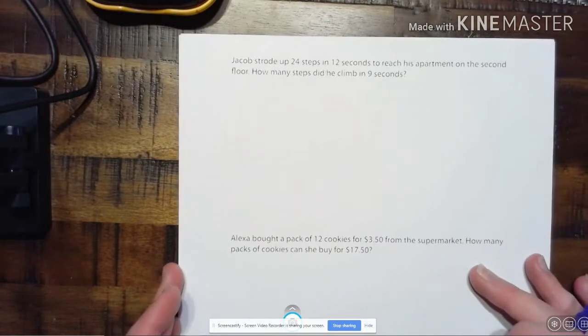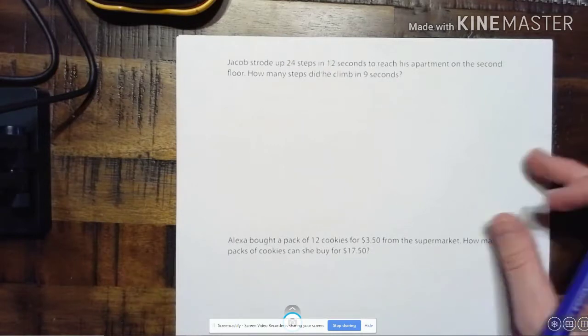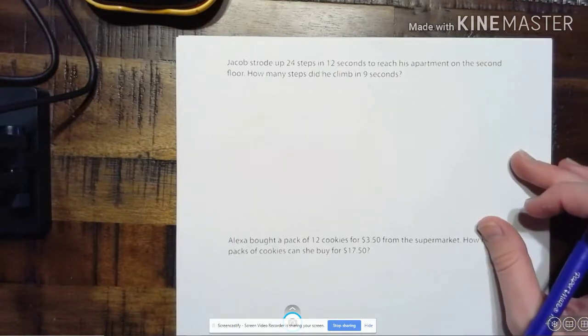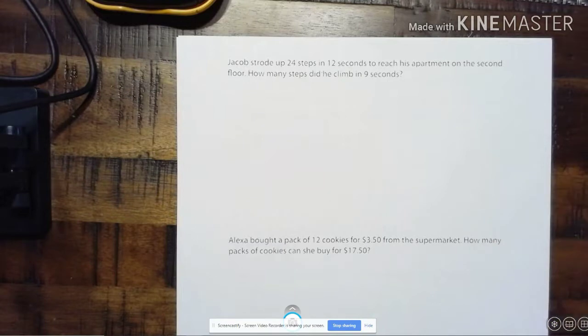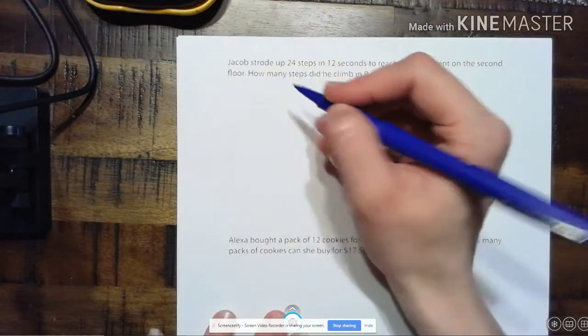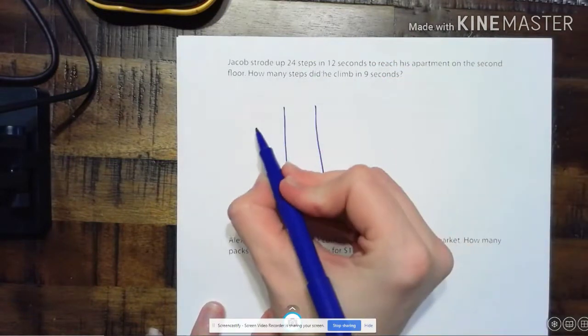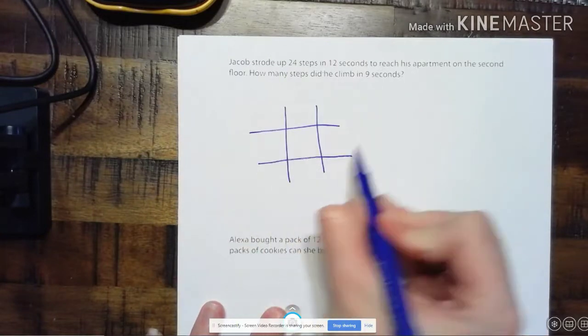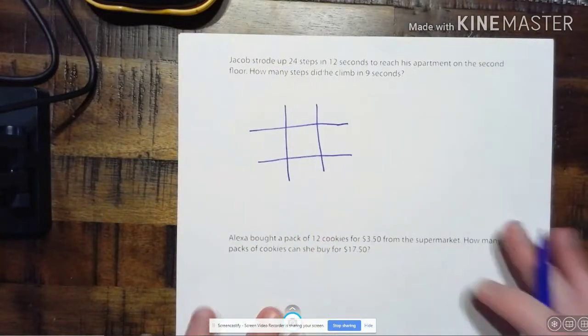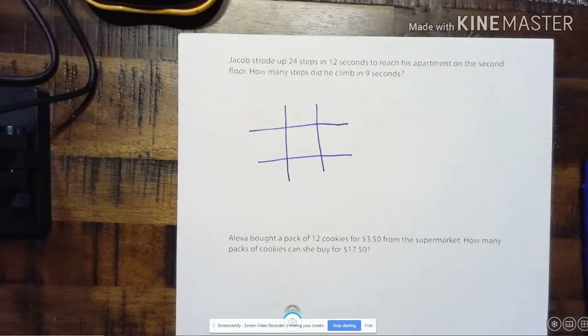So the first question I have here is just a proportion word problem, and it says Jacob strode up 24 steps in 12 seconds to reach his apartment on the second floor. How many steps did he climb in 9 seconds? So this method is called tic-tac-toe, but now my kids have started calling it hashtag. Anytime they see a problem where they're going to solve a proportion, the first thing that they do is they draw this tic-tac-toe board.